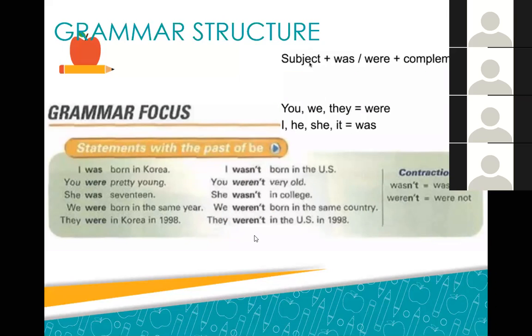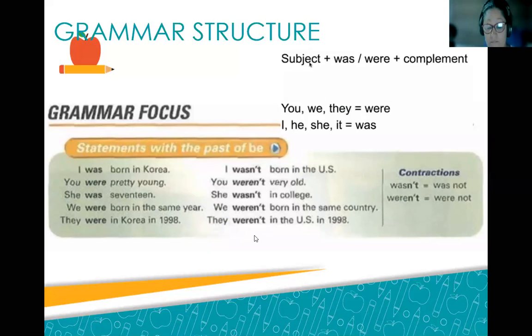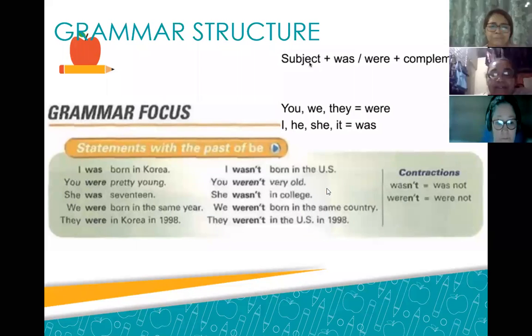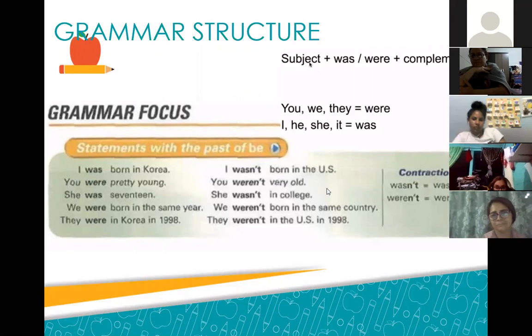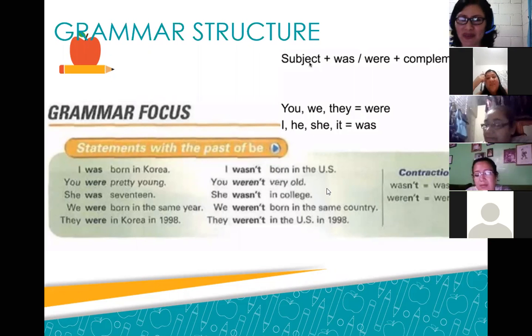Gabriela, what about the next one? Gabriela Jovelli. ¿No está Gaby? Okay, what about Erika? Erika Quintanilla? She's not there too. Okay, volunteer for the last one? Me. They were in the US in 1998. Muy bien, thank you very much, okay?